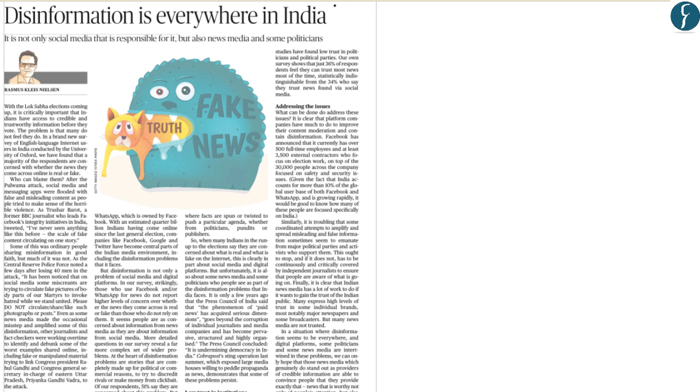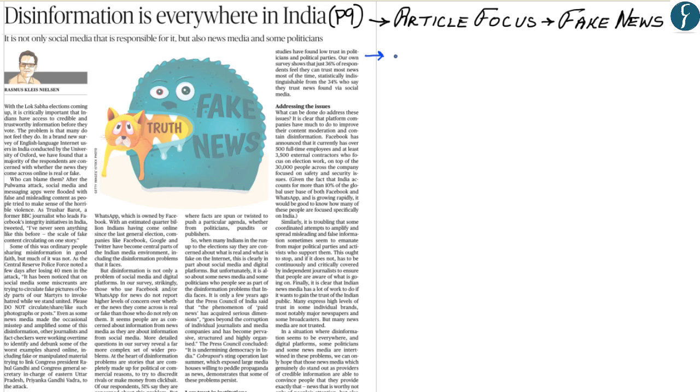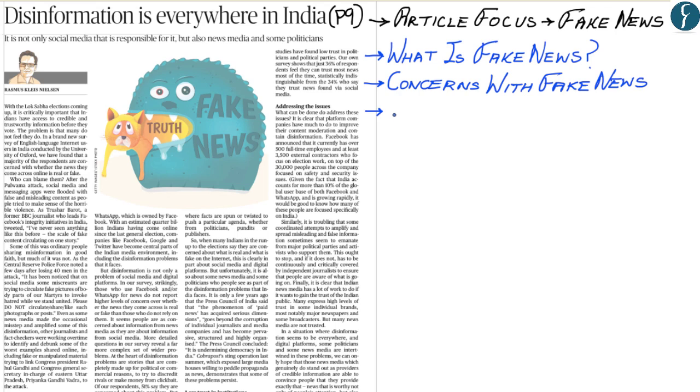Now we have taken this opinion-based editorial from the editorial page on page 9. Now what this article talks about is fake news. Now with regards to this opinion-based editorial, we're going to understand three things about fake news. First, what is fake news or how do we define fake news? The second aspect that we're going to understand is what are the concerns with fake news. And the third and the final and the most important aspect with regards to fake news that we're going to understand is how do we tackle fake news.